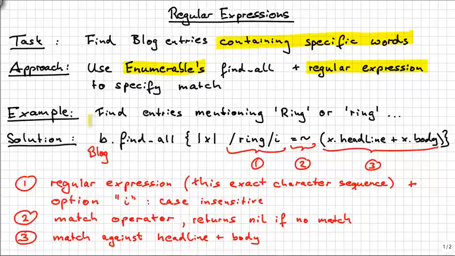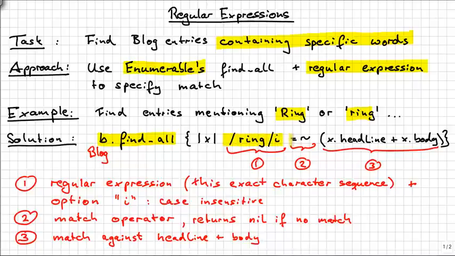As an example, we might want to find entries that mention the word ring in various forms of spelling, or upper and lower case. The solution is to use the blog, call upon its findAll method, and the supplied block contains a string matcher. The first part here is the regular expression.